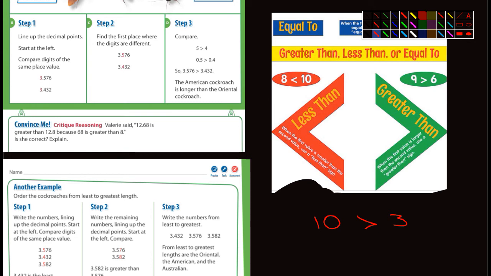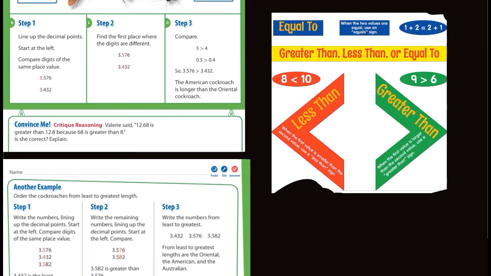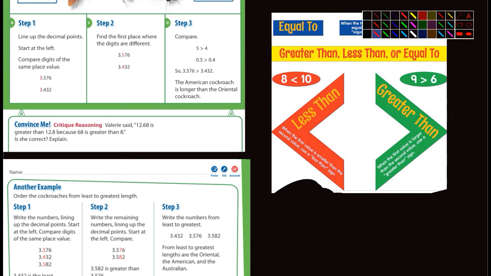So what if I was to reverse those? What if I was to put two numbers? Let's put 3 here and 10 here. What symbol would I put in there? Well, I would put 3 is less than 10. Notice it's pointing the same direction as that one. That's a less than symbol. 3 is less than, smaller than, okay? Doesn't have as great a value as 10, okay? So just remember that it's always pointing to the smaller number.